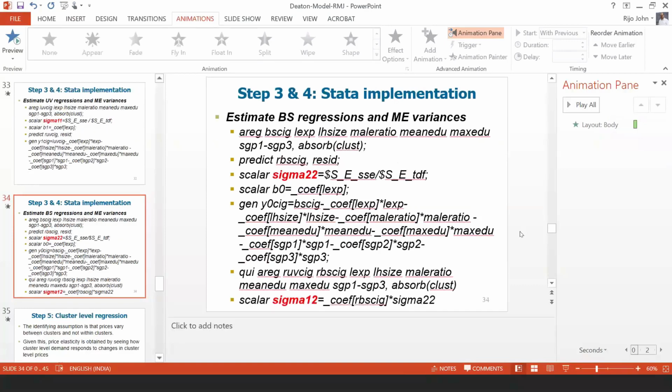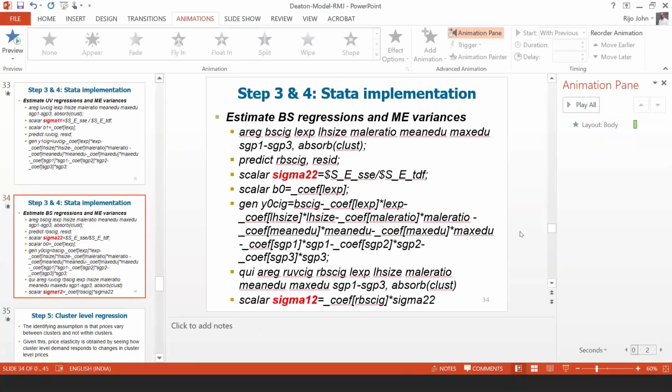Similarly, now come to the budget share regression. Again, you do the same areg command with the same set of household characteristics and other variables on the right-hand side using the absorb cluster option. You predict the budget share residual, predict the residuals again, and then you define the sigma 22, which is the variance of residuals there. And then we have the B0, which is the beta naught, which is the coefficient of logarithm of expenditure from the budget share regression. And then you create the Y0 variable again as before by subtracting the estimated impact of all these right-hand side variables from the budget share variable.